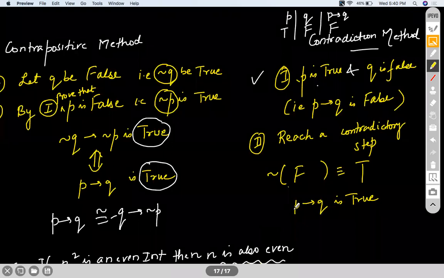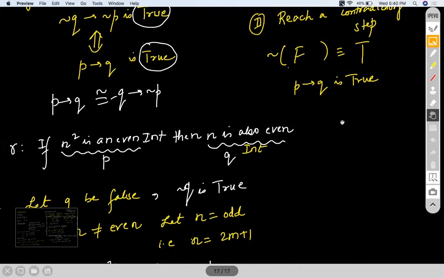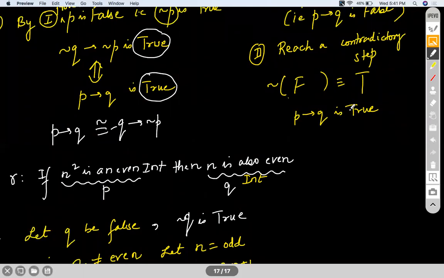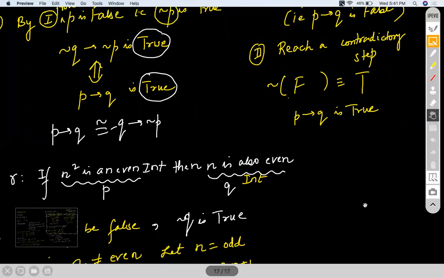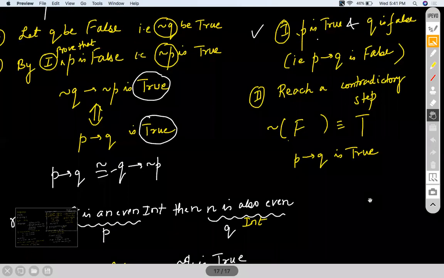Yes or no? Okay. Yes, might be. Don't give such a cold response. What is not clear in this? Ask me. Bandwidth is not matching. One second. If P is true and Q is false, yeah. Okay, yeah, fine. Got it, sir.